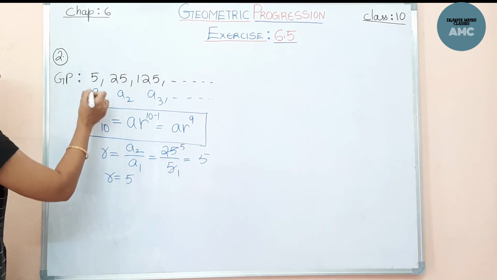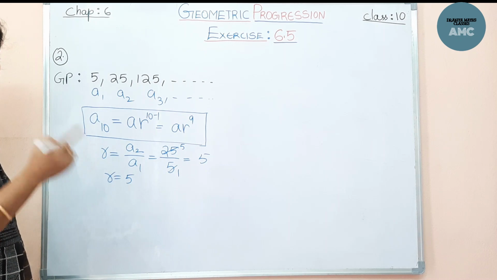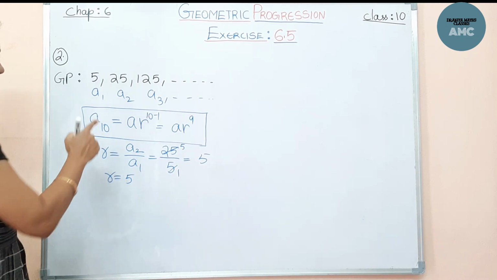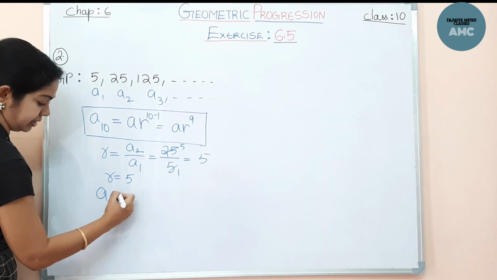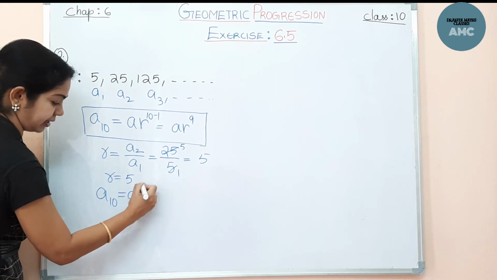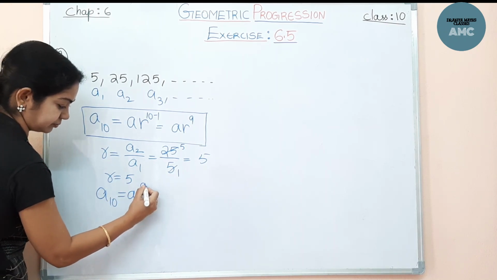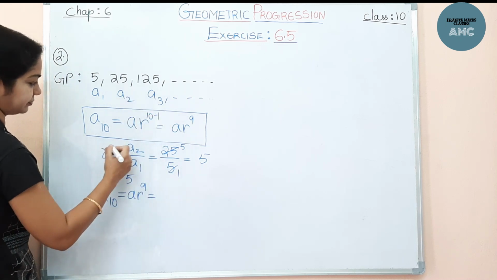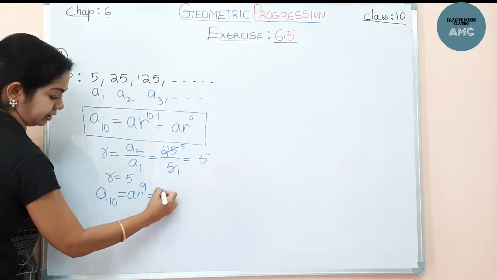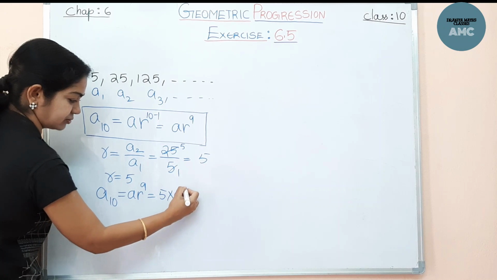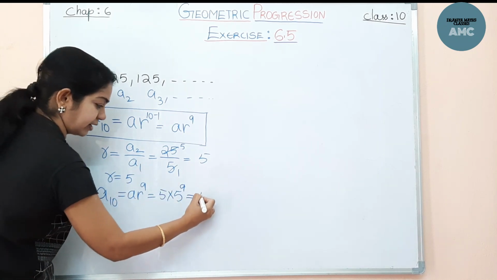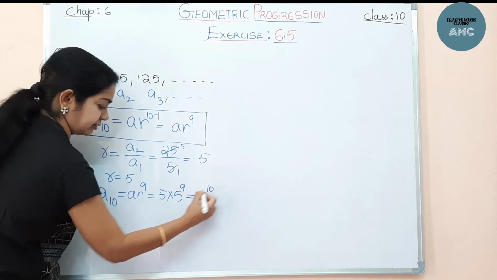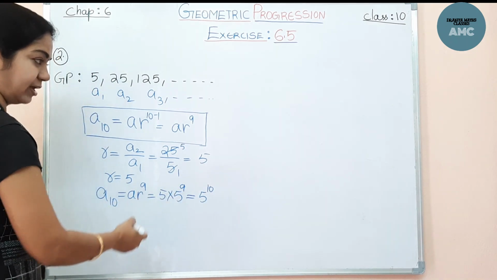I'll substitute R and A. A1 is A, isn't it? The first term is always A. That A and R we will substitute in the 10th term. A10 is equal to AR9. So the A value is 5 into 5 raised to the power of 9. Now, how do we get this? 5 to the power of 10, 1 plus 9. What am I doing here?